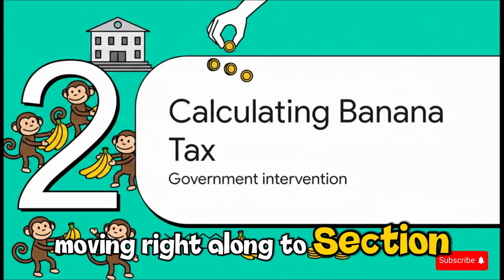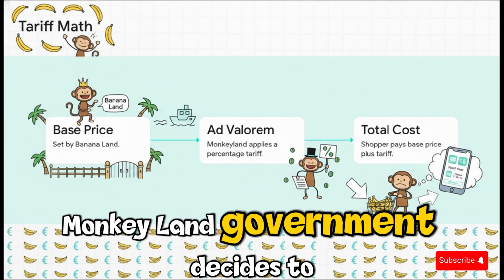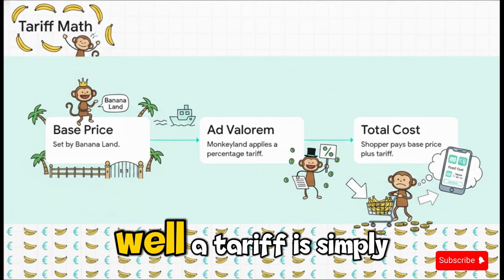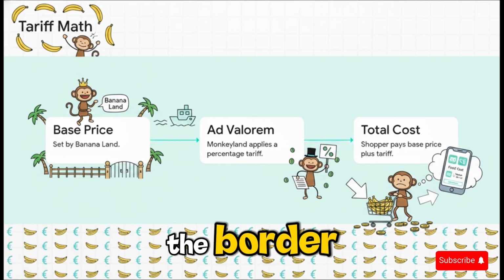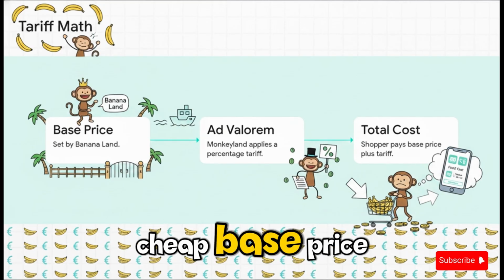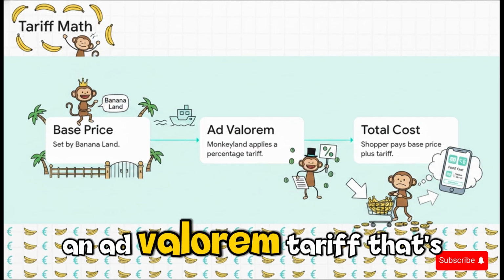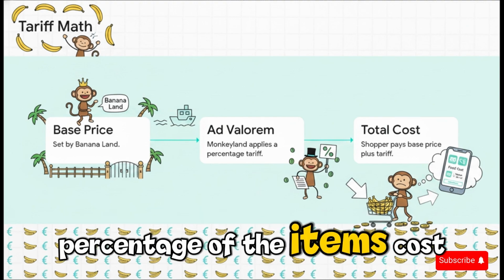Moving right along to Section 2, calculating the banana tax. So what happens when the Monkeyland government decides to intervene and slap a tariff on all imported bananas? Well, a tariff is simply a tax. It's an extra charge just to bring a banana across the border. First, Bananaland sets their cheap base price. Then the Monkeyland government applies what economists call an ad valorem tariff. That's really just a fancy Latin phrase meaning the tax is a percentage of the item's cost.